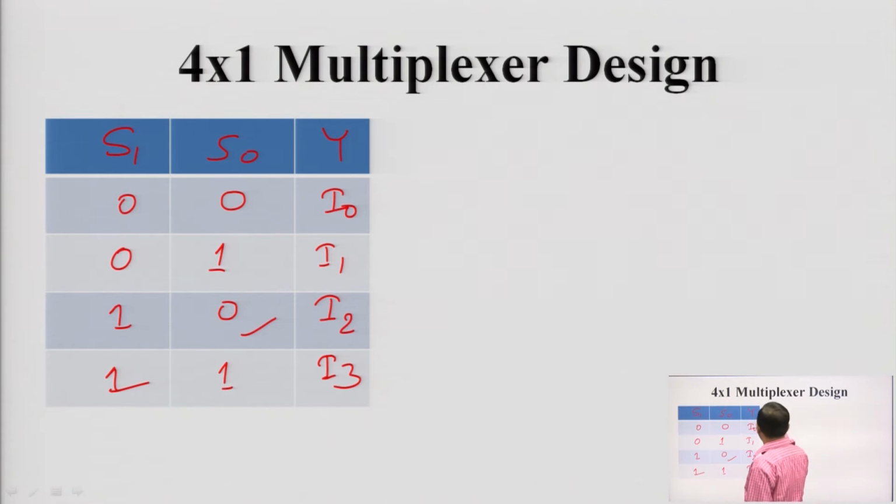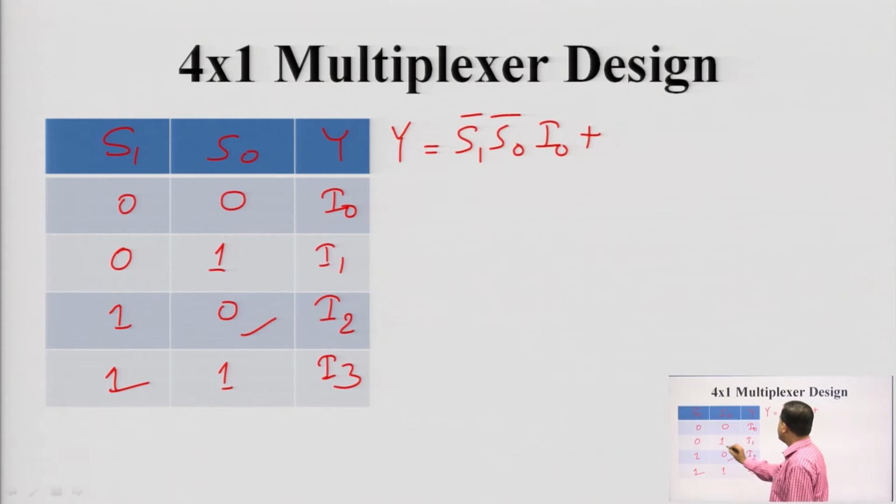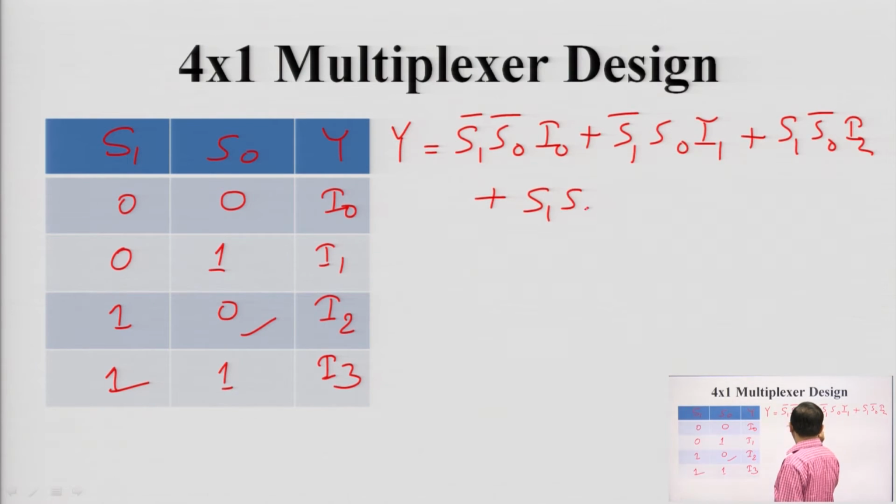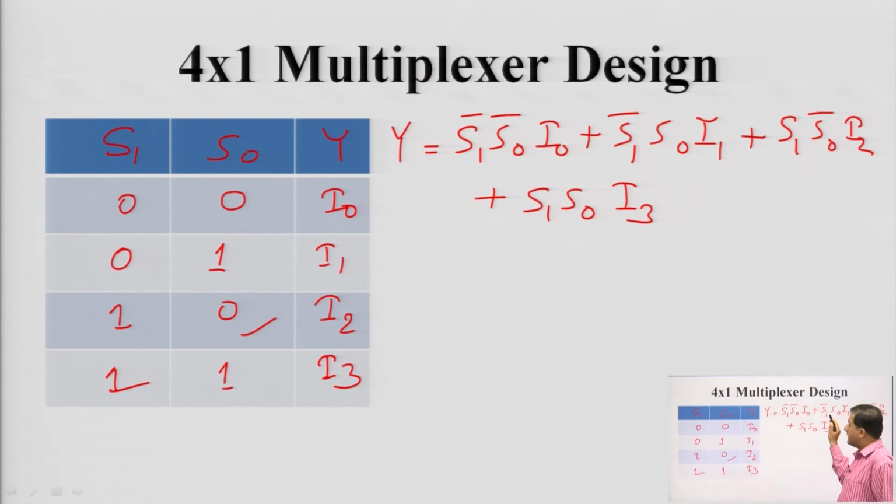Now, we will write the expression. So, the ultimate output y will be S1 bar S0 bar I naught plus S1 bar S0 I 1 plus S1 S0 bar I 2 and then S1 S0 I 3. You can check this: S1 bar S0 bar I naught plus S1 bar S0 I 1 plus S1 S0 bar I 2 and lastly S1 S0 I 3.